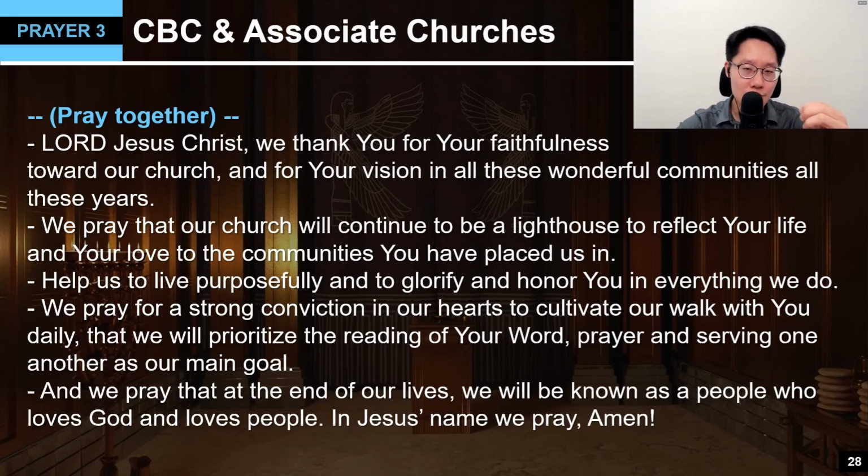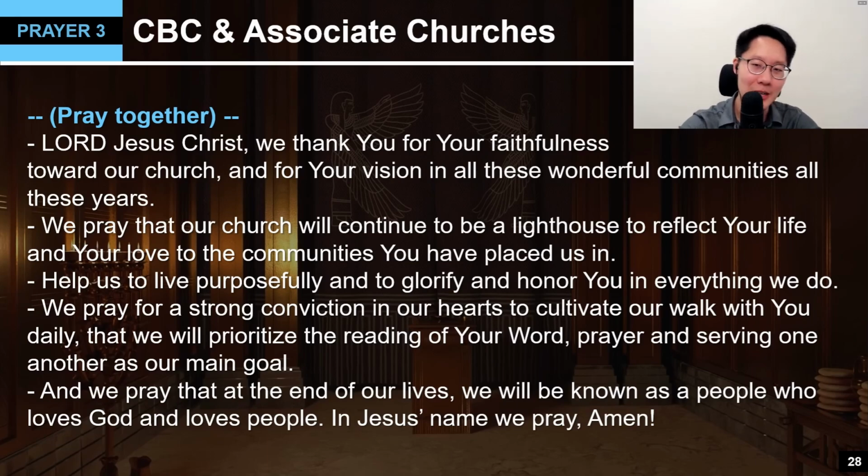We pray for a strong conviction in our hearts to cultivate our walk with You daily, that we will prioritize the reading of Your Word, prayer, and serving one another as our main goal. And we pray that at the end of our lives, we will be known as people who love God and love people. In Jesus' name we pray.